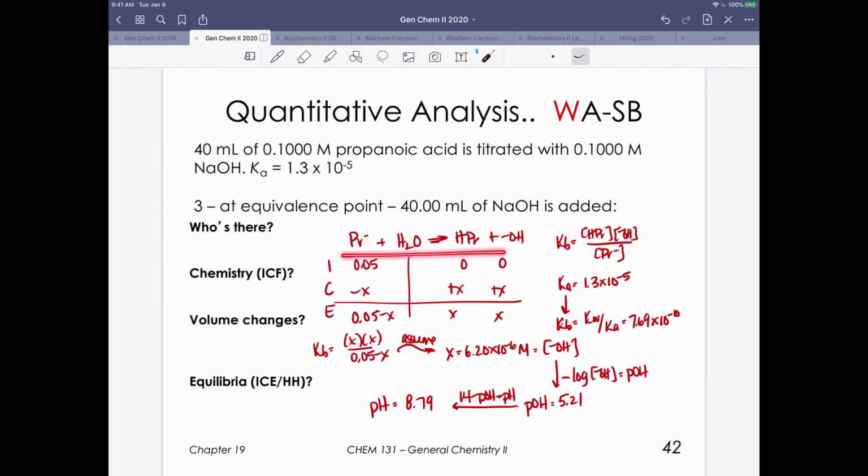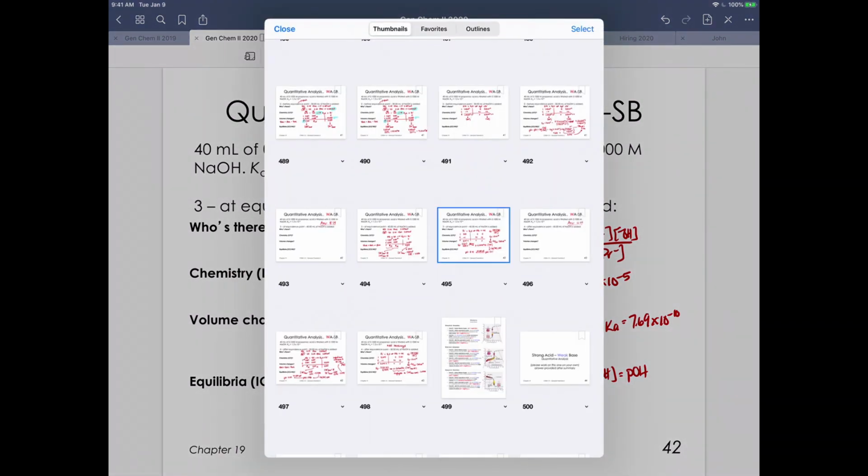Because we did base chemistry, we have to have a base equilibrium and we have to have a KB value that we use. That KB value is going to allow us to solve for our X, but that X is hydroxide concentration. So a lot of unique things that we need to do in order to get to the correct pH, which is going to be 8.79.